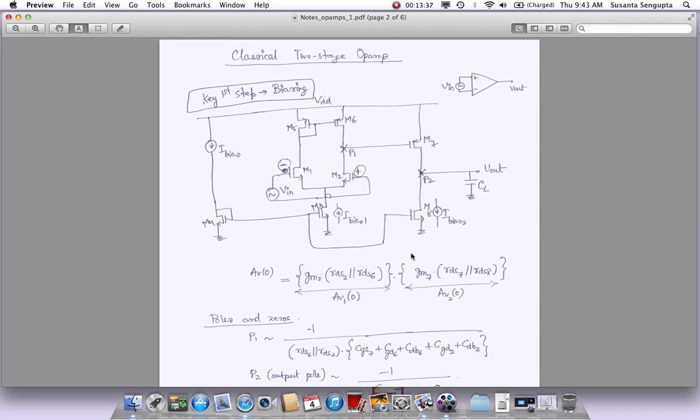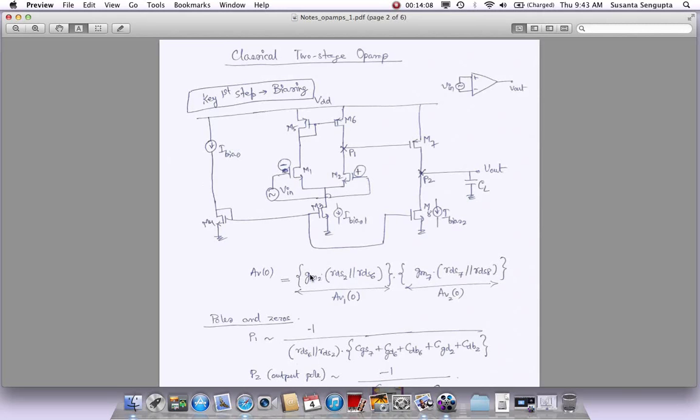So let's see, what do we want to start with first. First we want to start with the gain. What is this gain, the total gain, the DC gain or low frequency gain? We know there are two cascaded stages. So we can break this up as AV1 for the first stage and AV2 for the second stage. What is the gain of this first cascaded stage? This is what we looked at previously. It's basically the GM of this device and the total RDS looking here. That is RDS6 in parallel to RDS2.